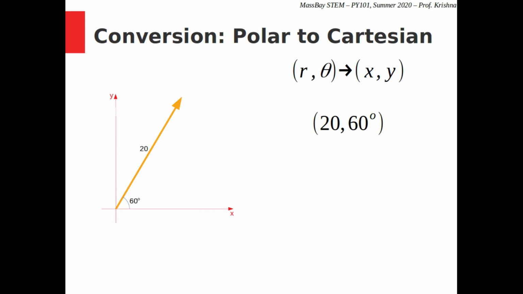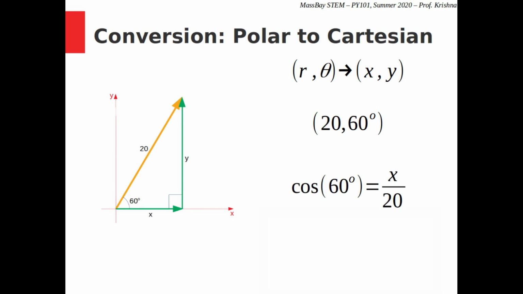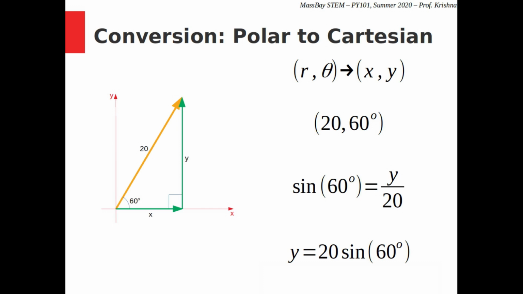The answer is you could treat the polar vector as the hypotenuse of a right-angled triangle and apply the trigonometric ratios. The side adjacent to the angle over the hypotenuse yields the cosine of that angle. If we multiply both sides of the equation by the length of the hypotenuse, we can determine the x component of the vector in Cartesian, in this case 10 meters. Similarly, the side opposite the angle divided by the hypotenuse yields the sine of that angle. If we multiply both sides by the length of the hypotenuse, we can determine the y component of the vector in Cartesian, in this case 17.32 meters.